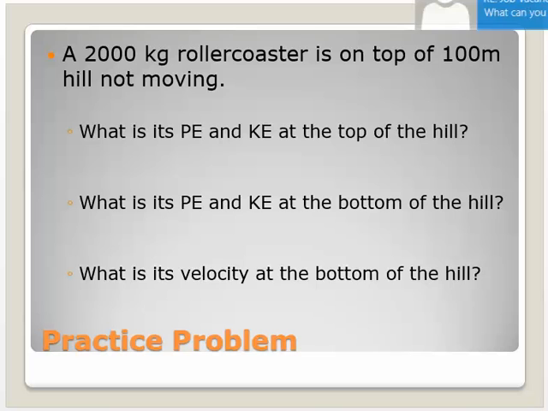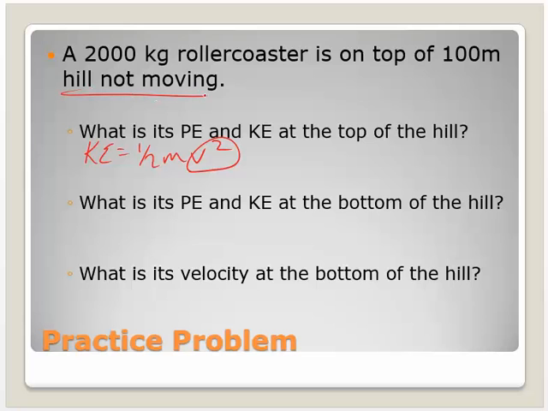Okay, in this problem, we've got a 2,000 kilogram roller coaster. It's on top of a 100-meter hill and it's not moving. What we want to do is, what is its potential energy and kinetic energy at the top of the hill? Well, first of all, the kinetic energy is easy to calculate because kinetic energy is 1 half mv squared. The v component, well, it's not moving, so the kinetic energy is 0.